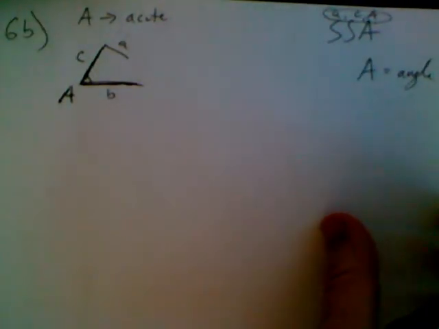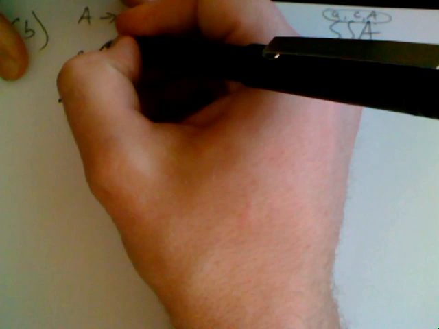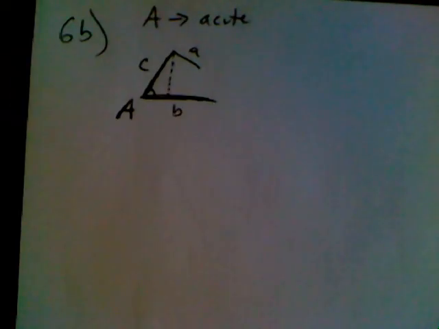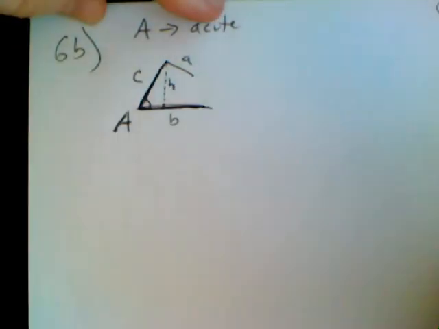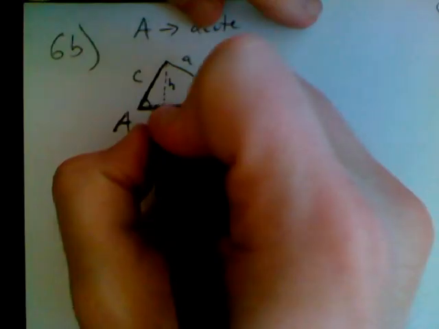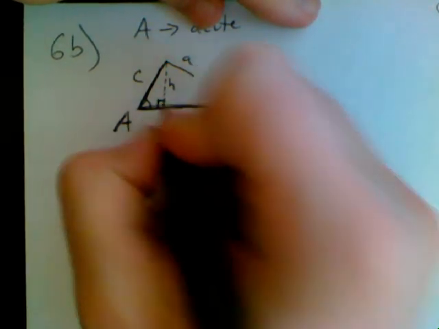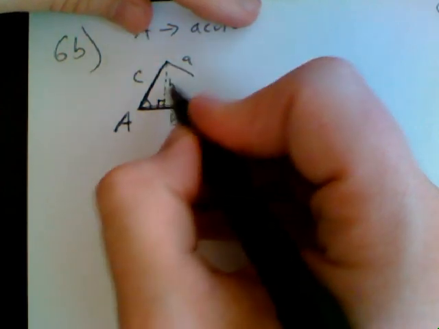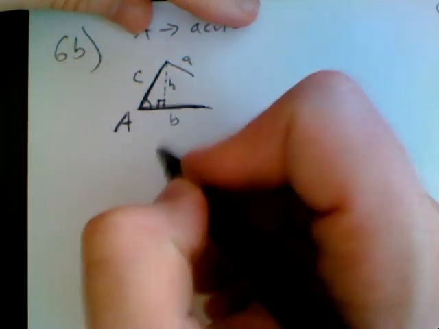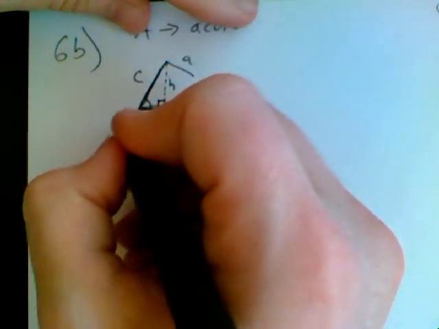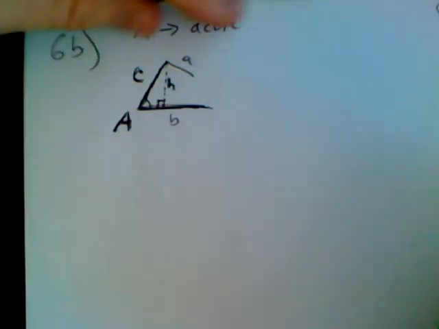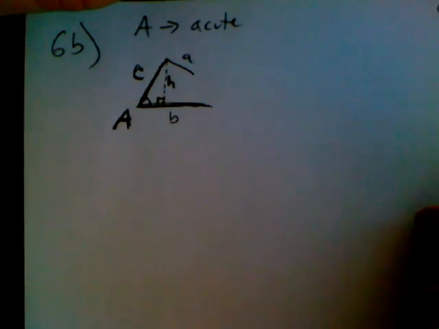Now, I'm going to drop a perpendicular down right there. Look very closely at this, and I'm going to call that line that I've dropped my height. Wait a second. That right there is a 90-degree triangle, isn't it? I can find the length of this height, given that I know A and little c. I do have little a, but I'm not going to worry about that just yet.